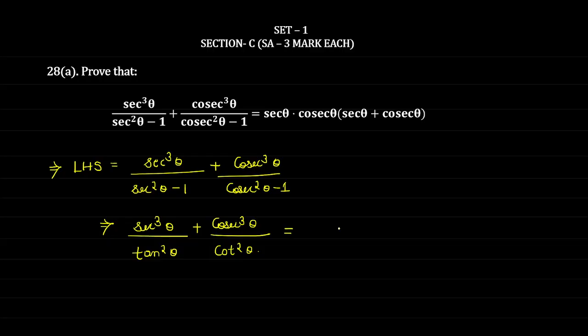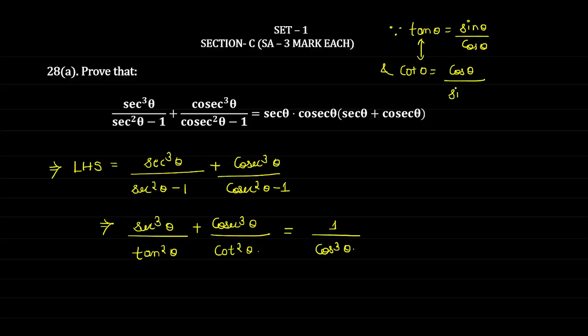I know that secant is nothing but 1 divided by cos cube of theta. See, tan theta is equal to sine theta by cos theta, and cot theta is the opposite, because these two are reciprocals of each other, so that is cos theta by sine theta. The same identities I am going to use here. This tan square theta in the denominator will be sine by cos, and if I take the reciprocal, that will be cos square theta divided by sine square theta.